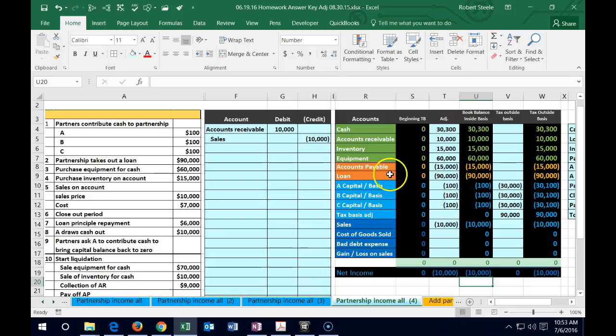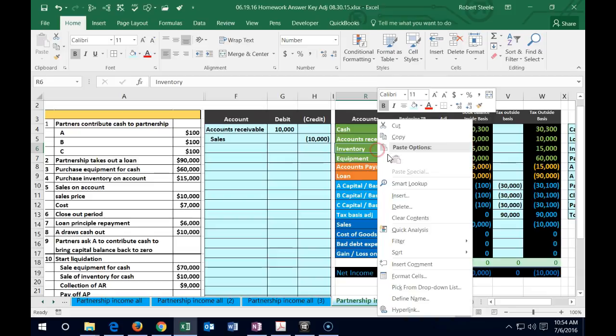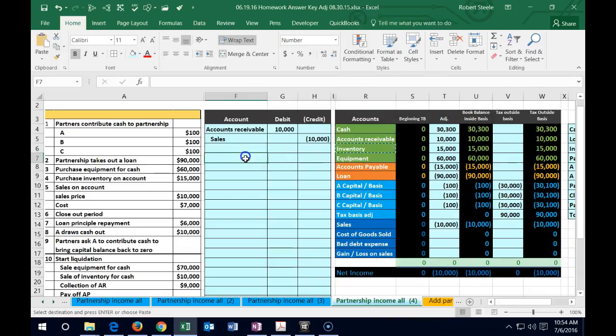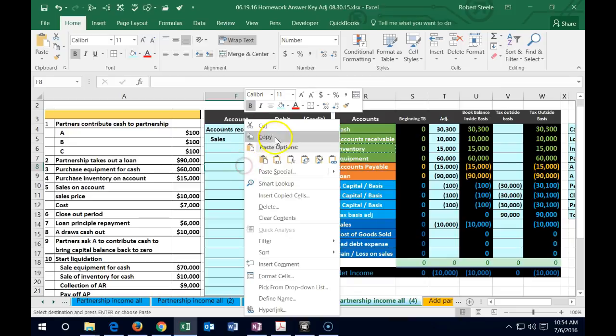Then we have the inventory is going to go down because we had to give up the inventory in order to get the money on the sales, or at least the receivable on the sales. So inventory is a debit. We're going to make it go down by doing the opposite thing to it, a credit. We're going to copy the inventory. We're going to go down here. I'm going to put it on the bottom, right click, paste it 1, 2, 3.